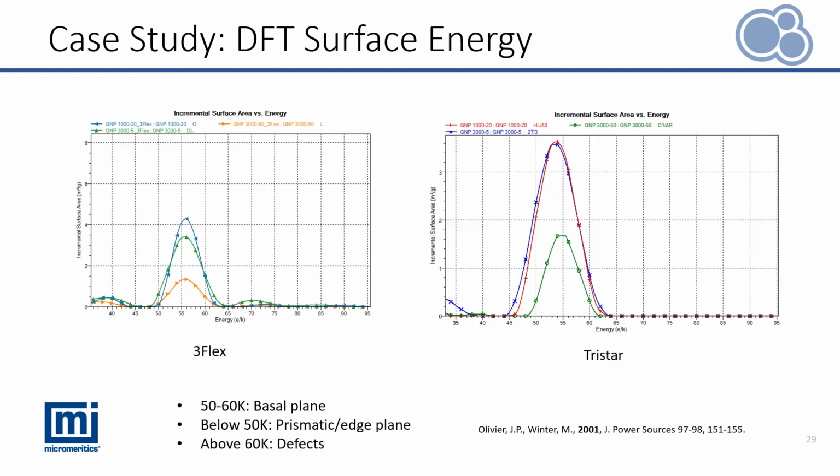Here are the DFT surface energy distributions obtained from the 3-flex on the left and TriStar on the right. And these distributions look pretty comparable, so the TriStar can give an estimated surface energy distribution. But of course, we can see the difference in resolution that the 3-flex offers for prismatic planes and defects around the 34 to 50 Kelvin and 60 to 75 Kelvin range, respectively.